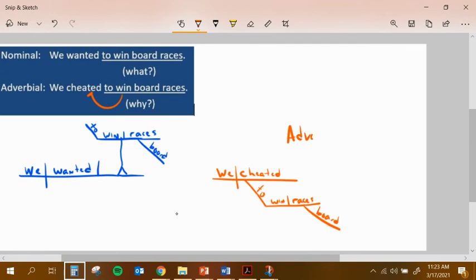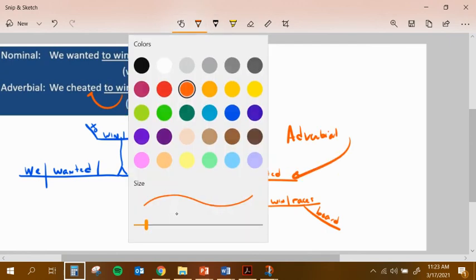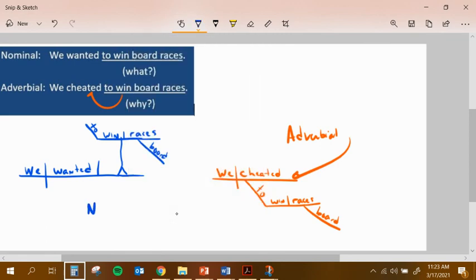This is adverbial. This is nominal. Let's pause our video and take on a little more complex one and understand really some of the challenges now that we have 2 different infinitives that we have to deal with.